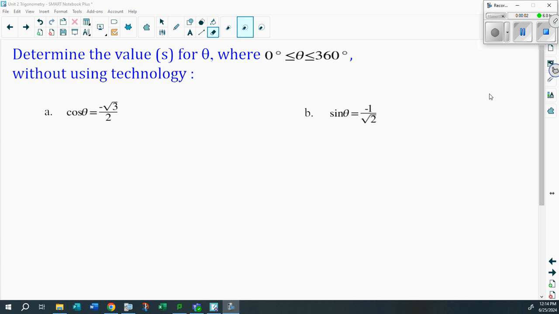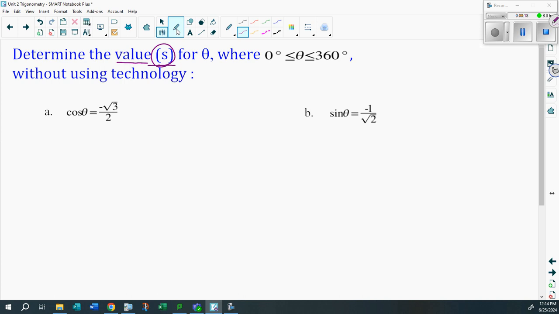These are definitely interesting questions. Watch this. This is really cool. If you read the question, it says determine the value or values. Usually when they give you this, there's probably going to be more than one. How do you know this?